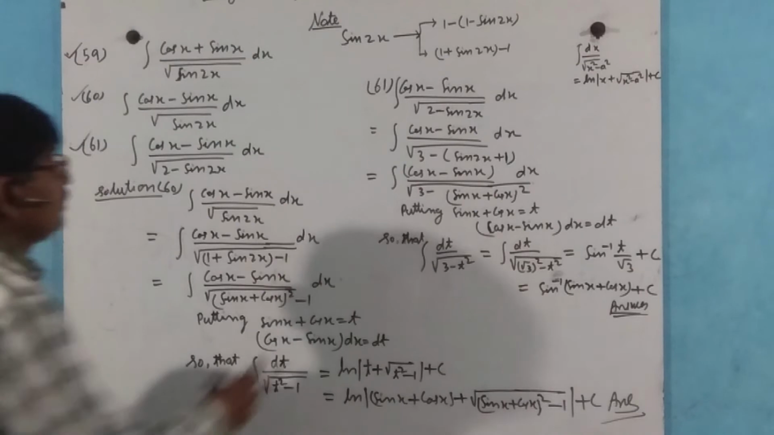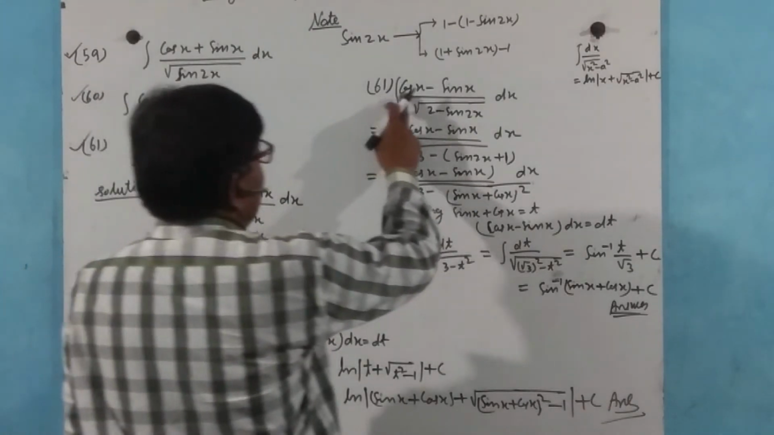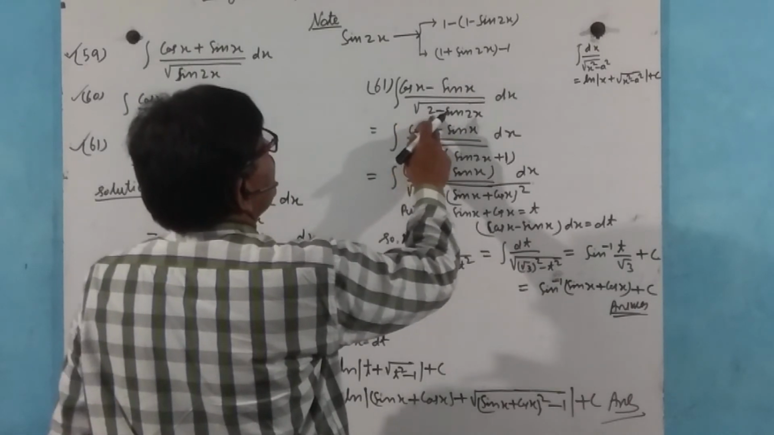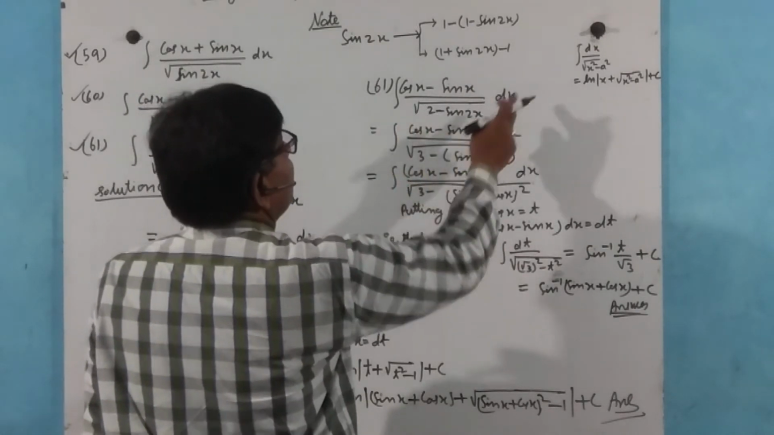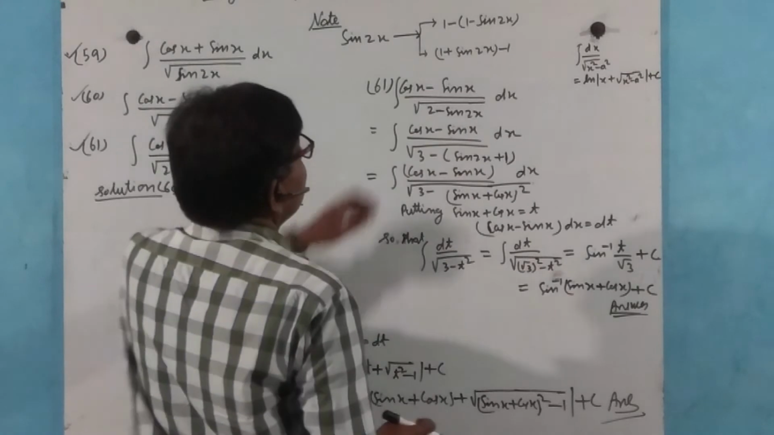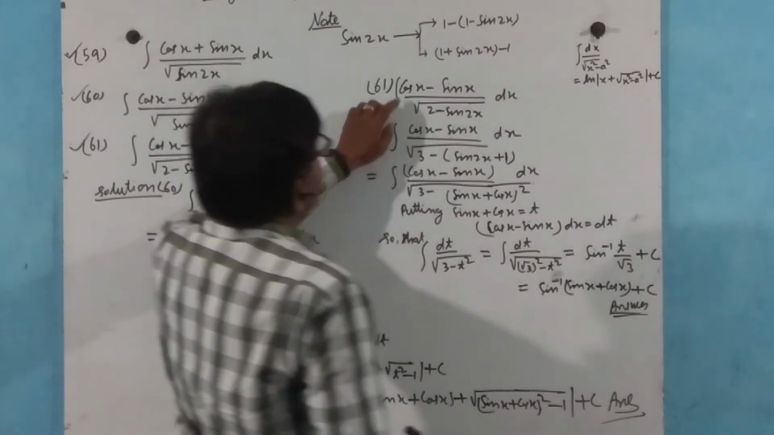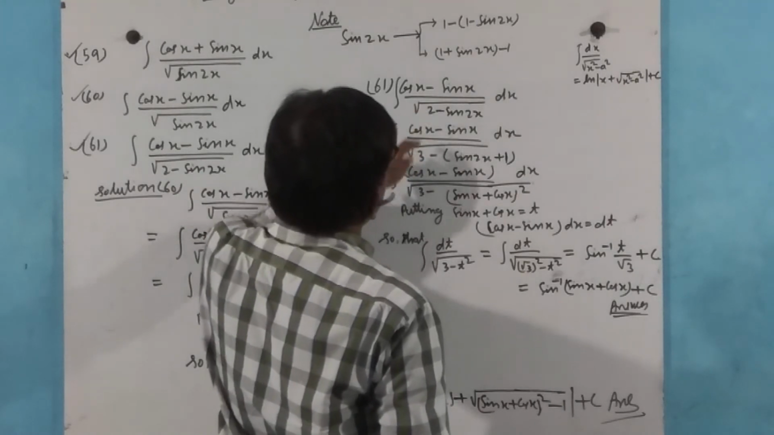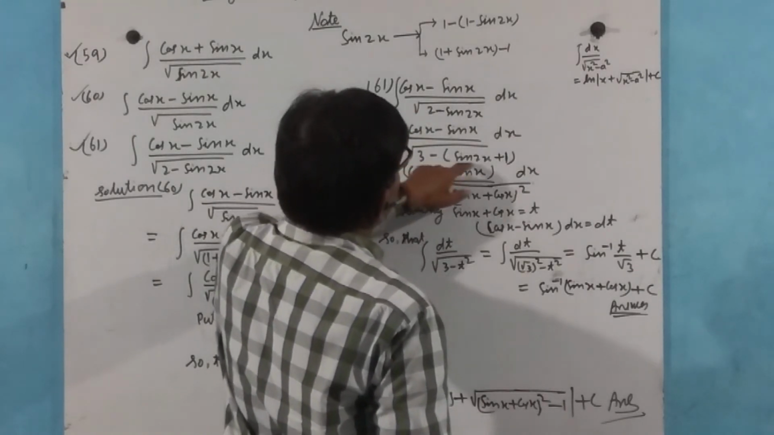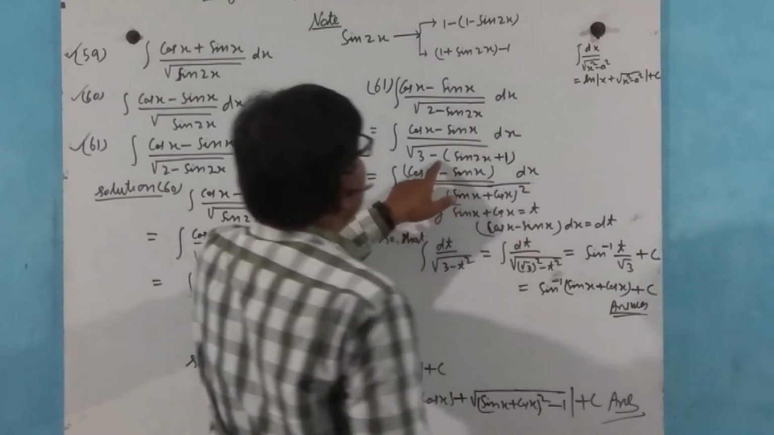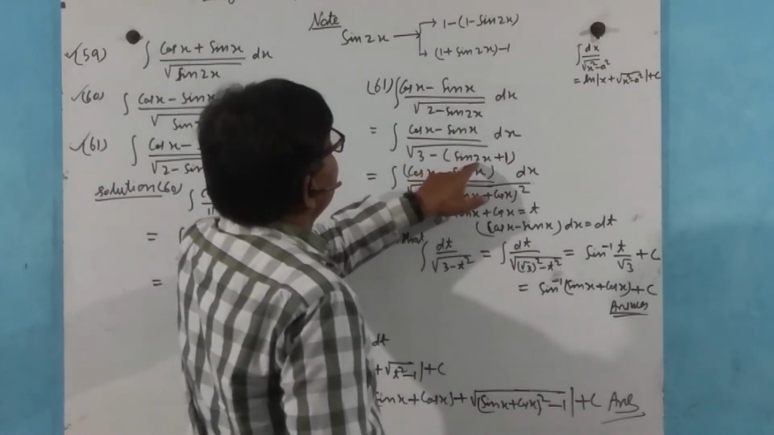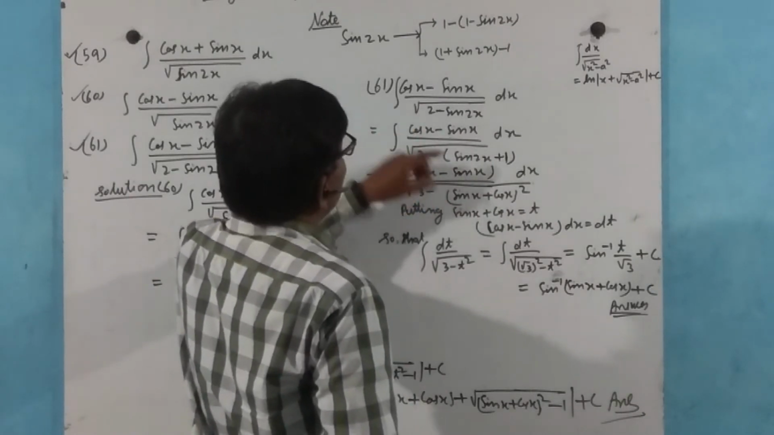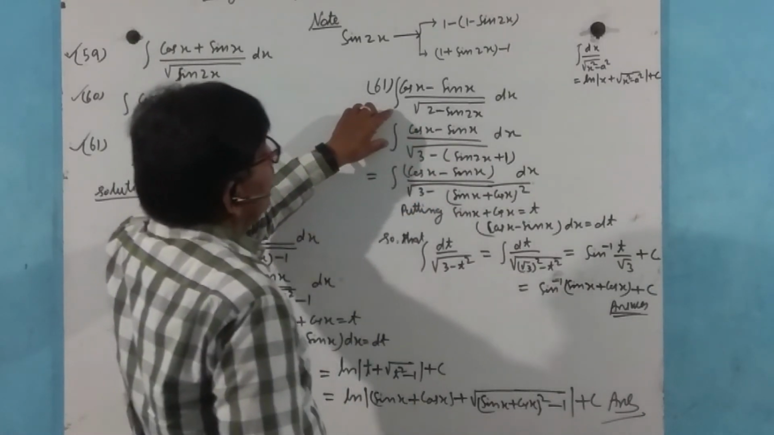Now we see another problem, 61. Integration of (cos x minus sin x) divided by under root 2 minus sin 2x dx. Here in this case we write this as 3 minus sin 2x minus 1. If we open this, the negative sign and minus 1 make this 2. No change in this problem here.